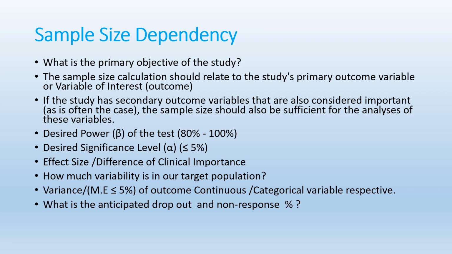Desired power (1 minus beta) of the test, 80 to 100%; desired significance level, less than or equal to 5%; effect size, the difference of clinical importance; how much variability in our target population, the variance of the outcome, for continuous or categorical variables respectively. What is the anticipated dropout and non-response?